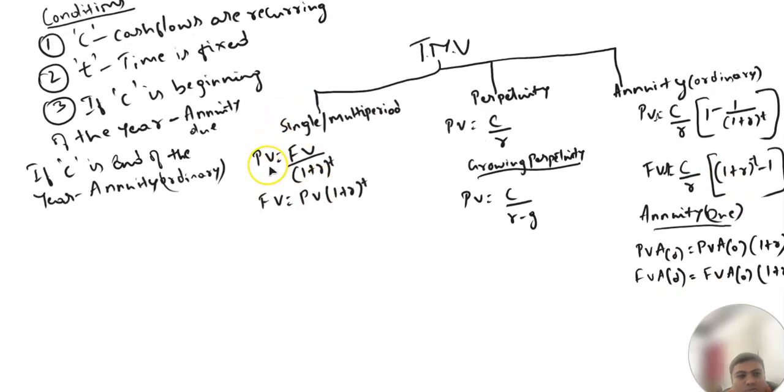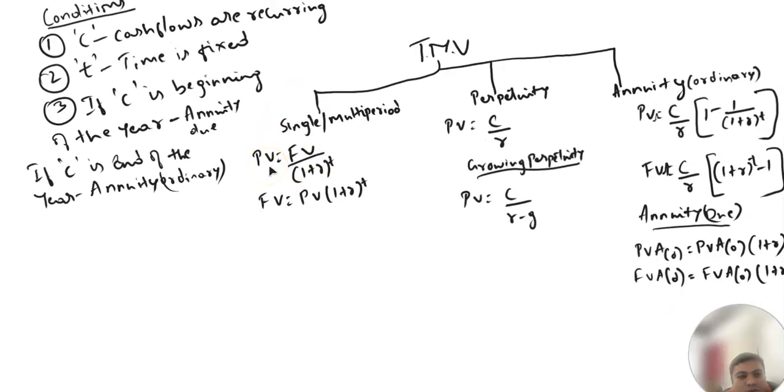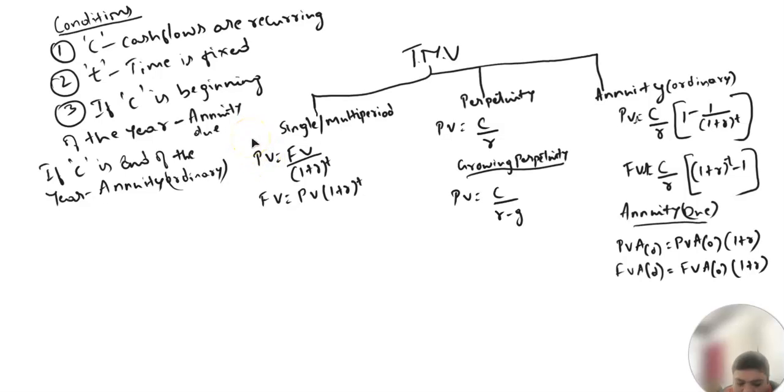I hope this is visible. Okay. There are three conditions you need to remember in time value of money in order to understand which formula to apply. Condition number one is the C. The C is nothing but the cash flow, whether it is receipts or payments.